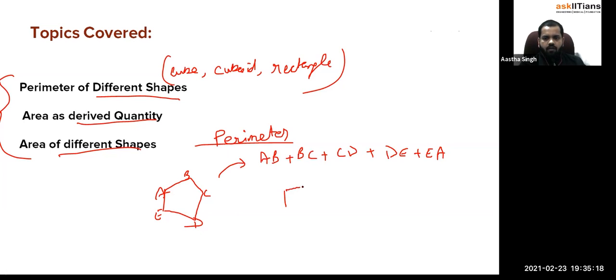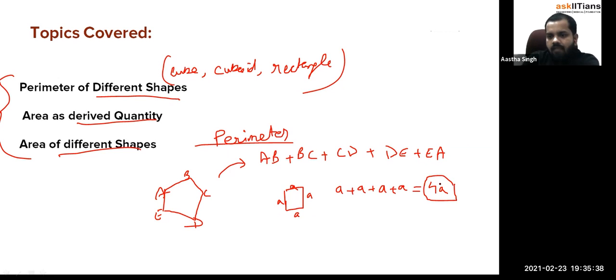What will be the perimeter in the case of a square? A square is a quadrilateral having each side equal. So we'll add a plus a plus a plus a. It means 4 times a, which is 4 multiplied by the length of the side of your square. So I think you have got the point. Perimeter is generally the sum of all the lengths along the boundary of your shape.